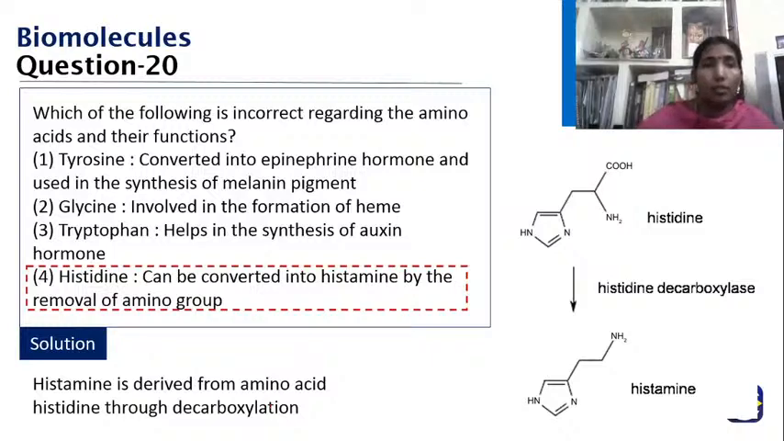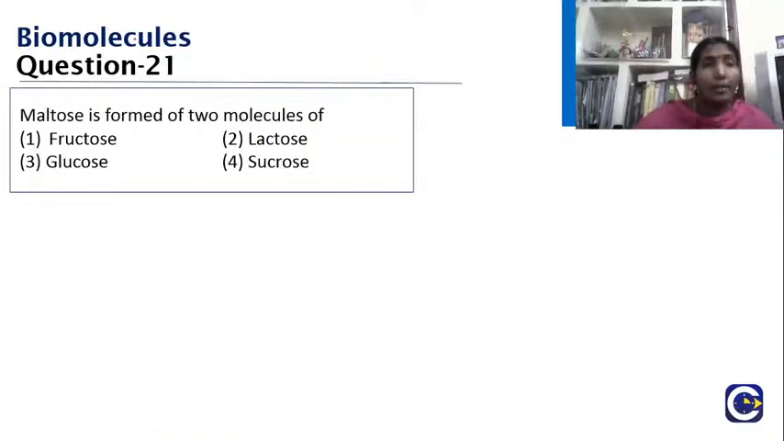Excellent. Okay, very good. Now coming to maltose. Maltose is formed of 2 molecules of fructose, lactose, glucose and sucrose. We know maltose is a disaccharide, right? So what is the monosaccharide when it is breaking down further? Suppose you take it in our intestine, we have maltase. What will happen from the succus entericus? That maltase will break down the maltose to what molecules? It's very simple and very direct, children.